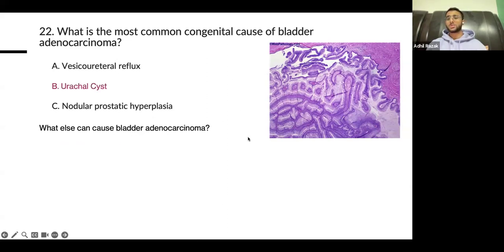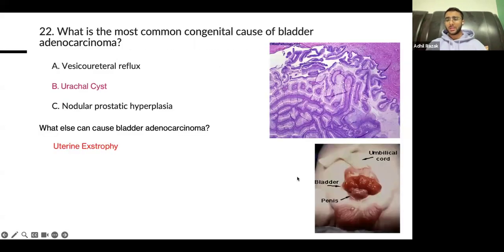And something else that can also cause bladder adenocarcinoma is bladder exstrophy. It presents like this congenitally. So both these conditions predispose the patient to bladder adenocarcinoma. There's also a third thing, which we'll be getting to later on.